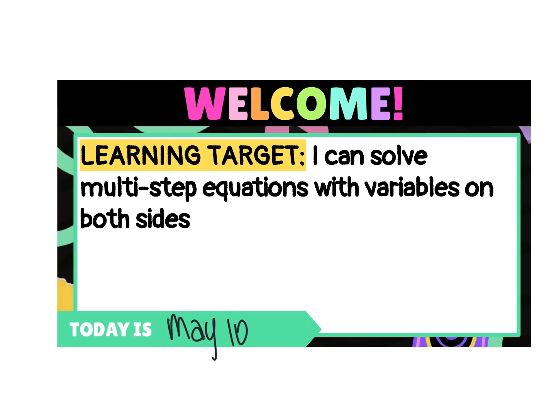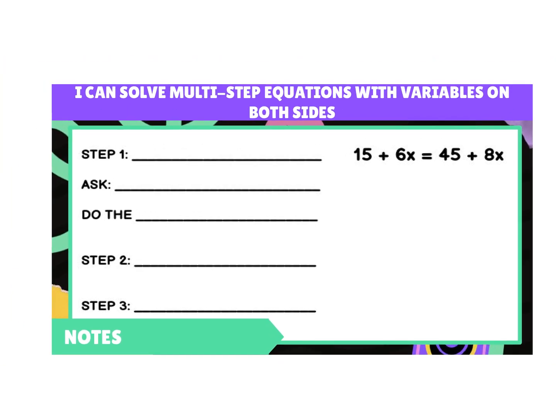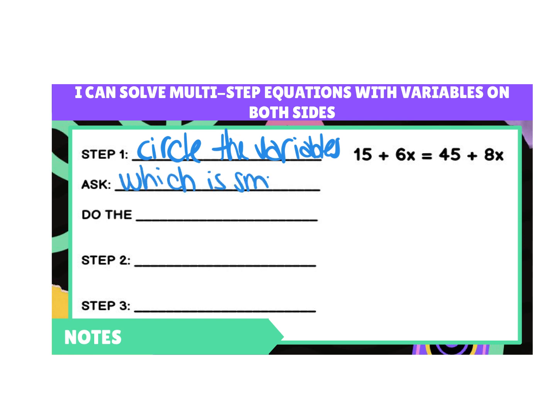Our learning target is we're going to solve multi-step equations with variables on both sides, very similar to yesterday, just some more practice today. So we know our first step is to circle the variables. We're going to ask which is smaller or less than, and we're going to do the opposite. So I'm going to draw my line.